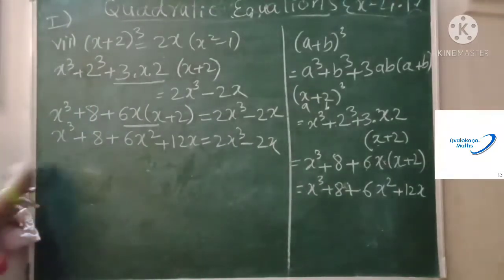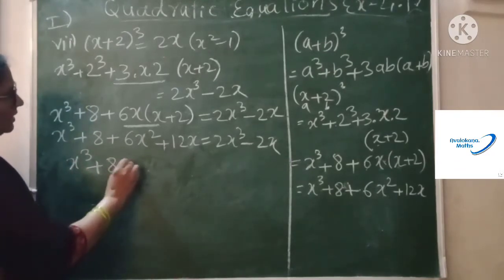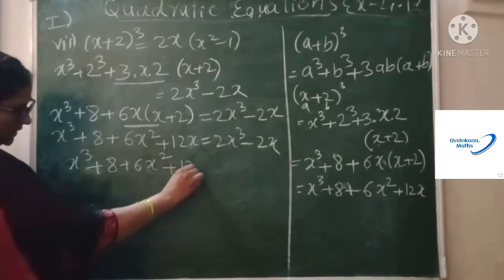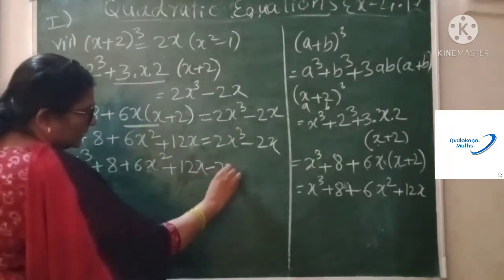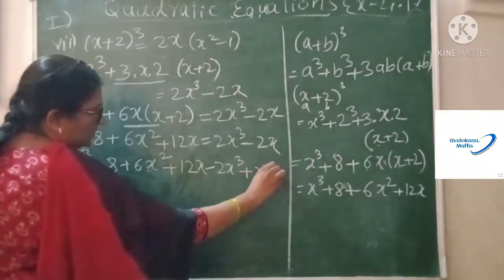Now we'll transfer the term from RHS to LHS, our usual way. x cube plus 8 plus 6x square. Same thing I am writing, I am not changing anything here. I am writing the same thing here. Minus 2x cube. Yes, minus becomes plus 2x equals to 0.